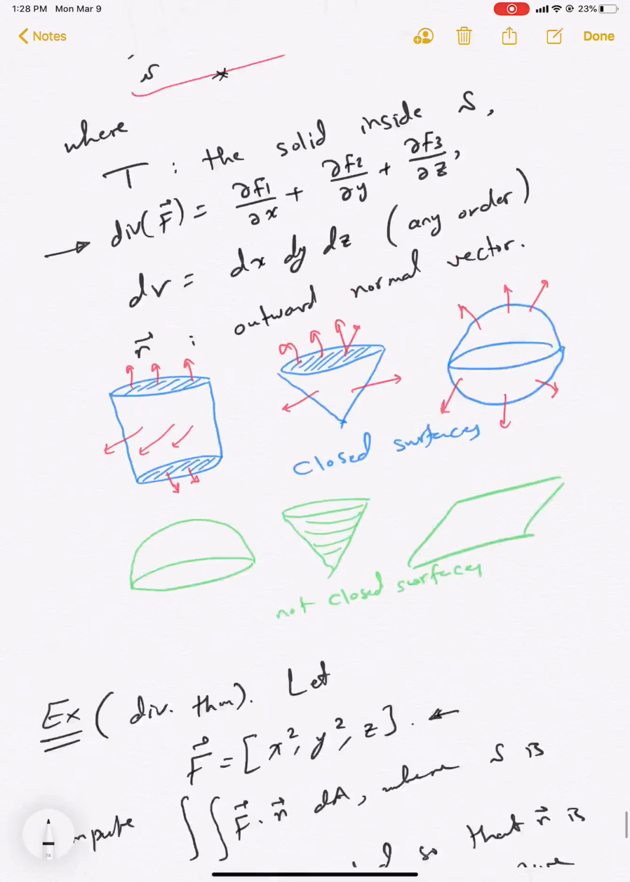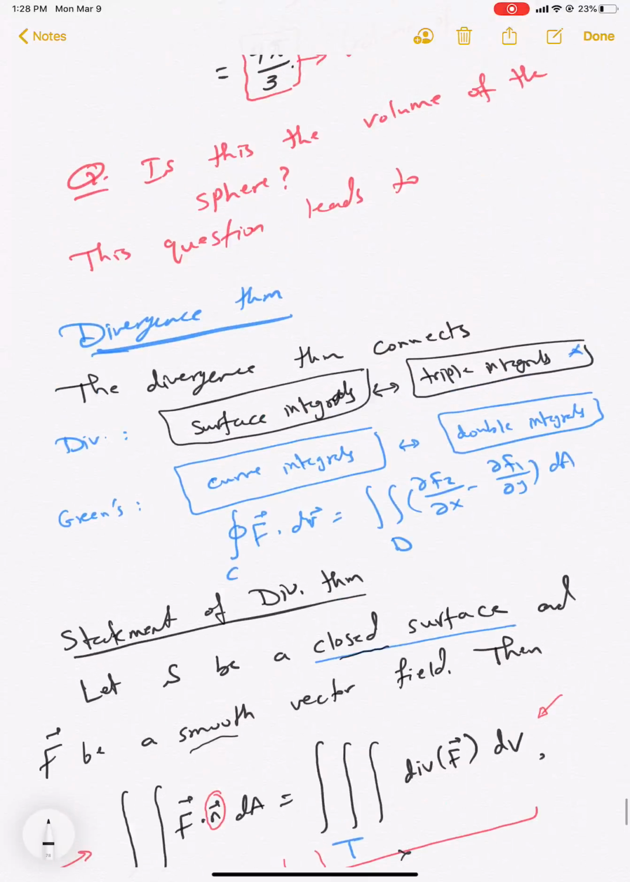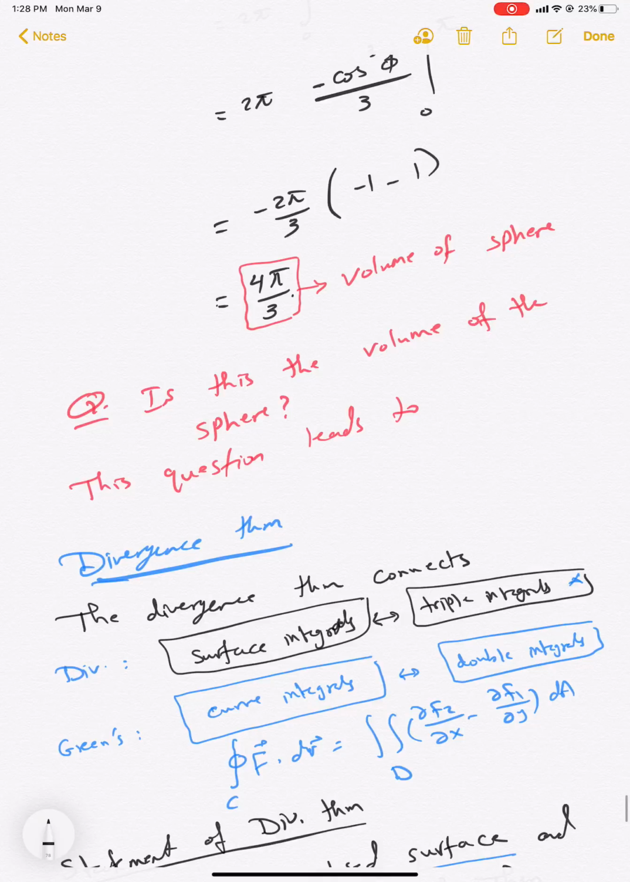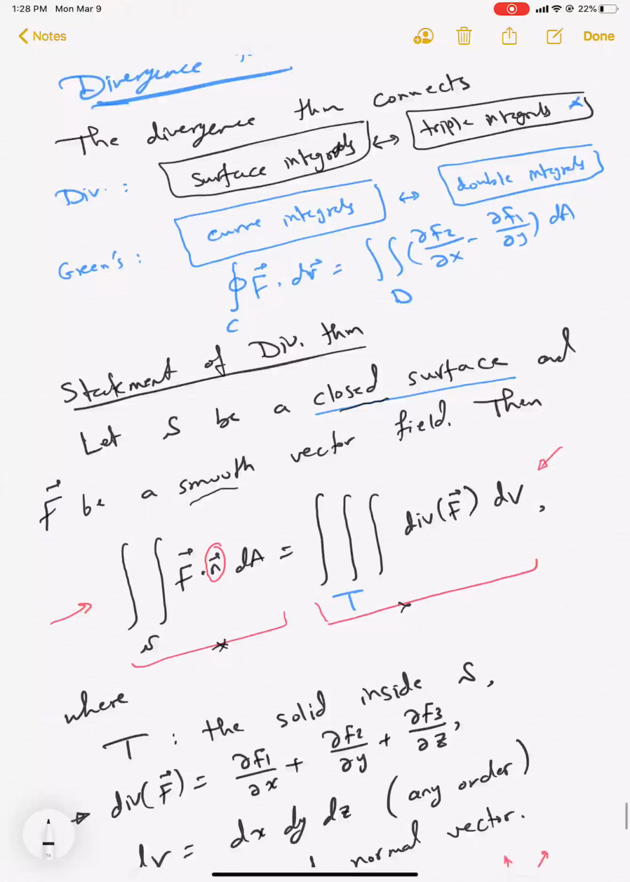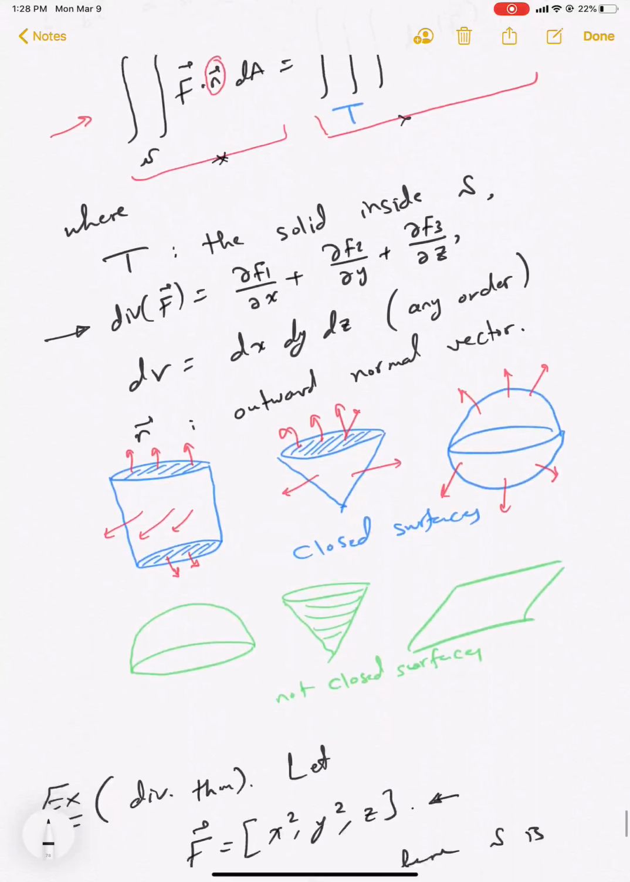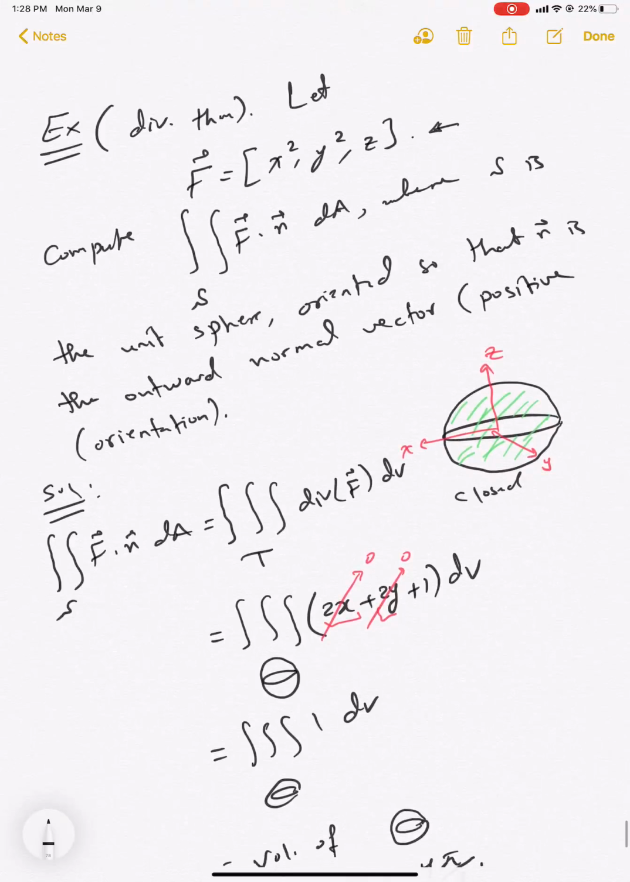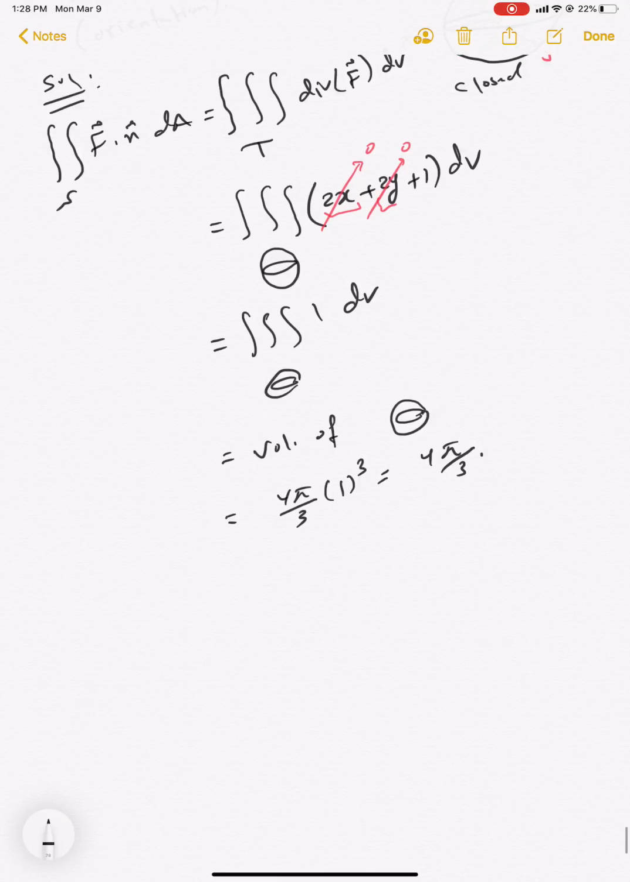This is what we got in our previous example. Remember when we did this example using the normal parameterization method, we got this answer. And in that example, we asked if there is any relation between this answer and the volume of the sphere. Now we can see the relation. The relation comes as a result of the divergence theorem. So this is how we apply the divergence theorem in the case of the sphere.